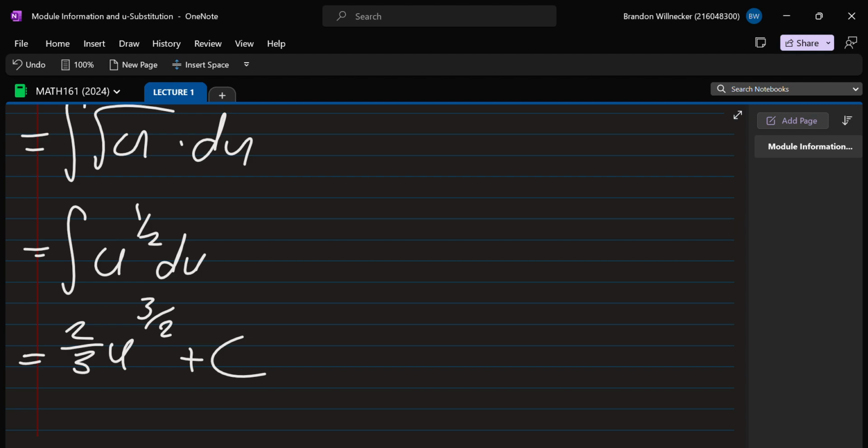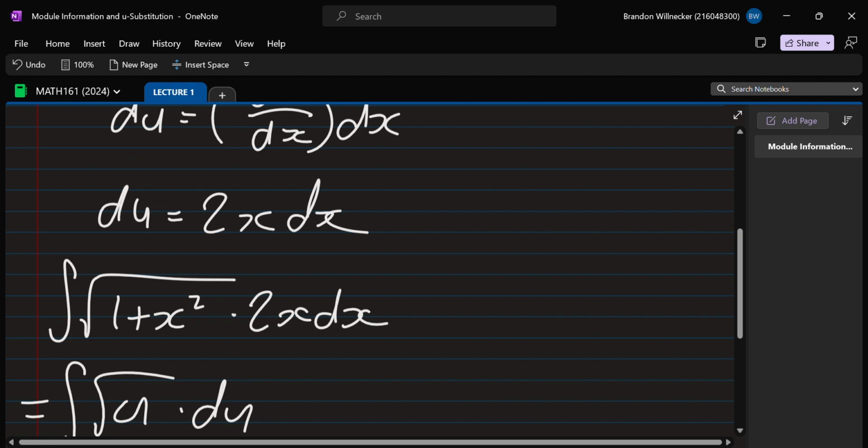But we're not done, because this is in terms of u. That's what we put. We put the u variable. The question was in terms of x. We need to get rid of this u variable. We want to put the x back. How do we do that?